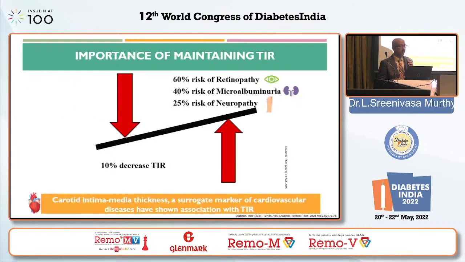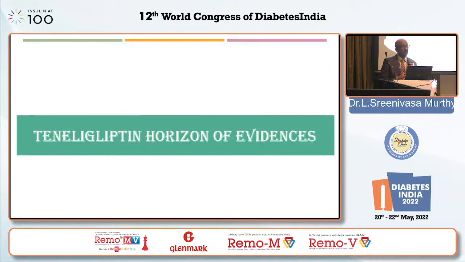Now, what is the importance of the TAR? If you reduce TAR by 10%, that is a negative, meaning there is an increased risk of retinopathy by 60%, microalbuminuria by 40%, and neuropathy by 25%. And that's the importance of maintaining the time in that 70 to 180 range. So whether teneligliptin has any evidence regarding the glycemic variability component in the background of CGM is the question.